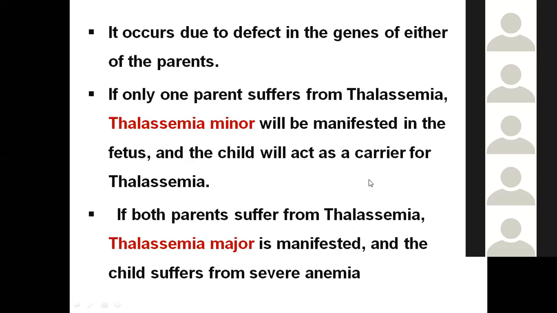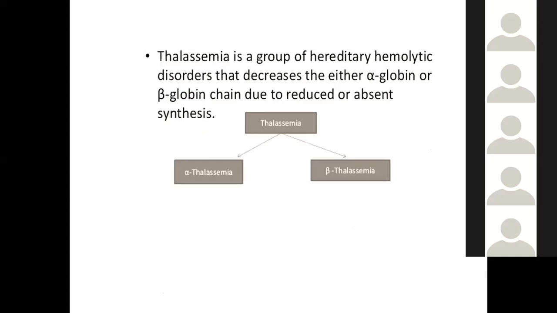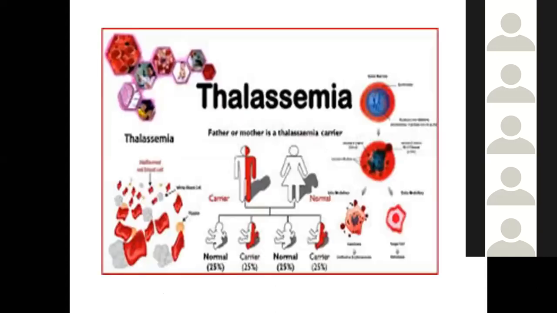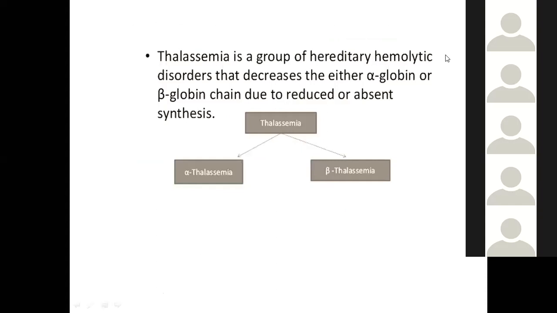See the difference? If the child has inherited both the genes from both the parents, mother and father, it's thalassemia major. But if it's inherited from one, it's thalassemia minor. Okay. Now, the next slide shows that it's a hemolytic disorder and there is either alpha globin or beta globin chain decreased or reduced synthesis, or total absence.